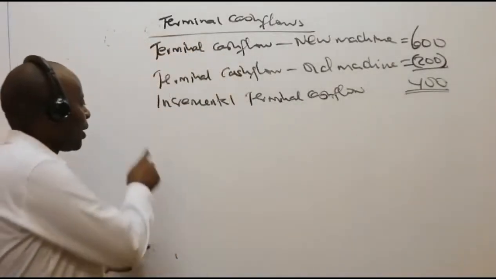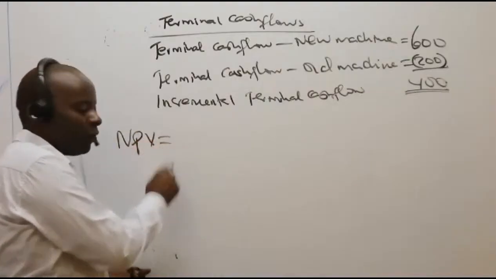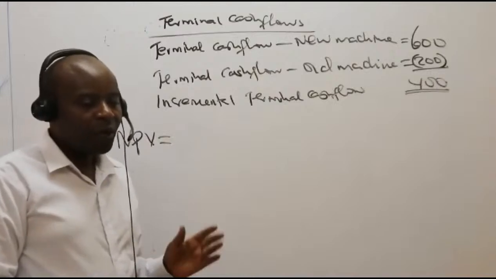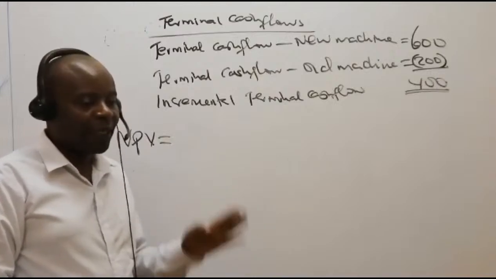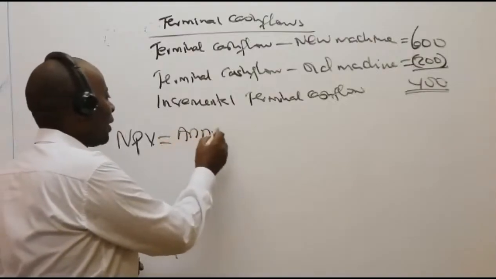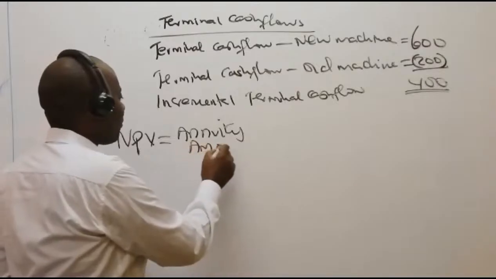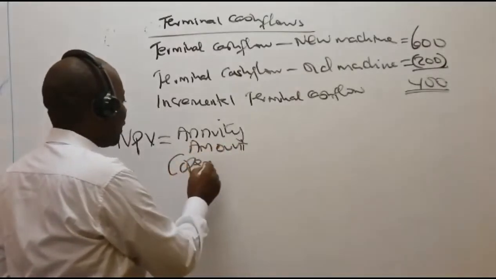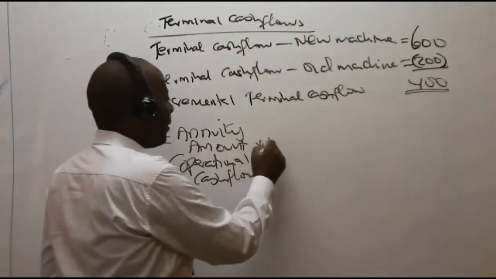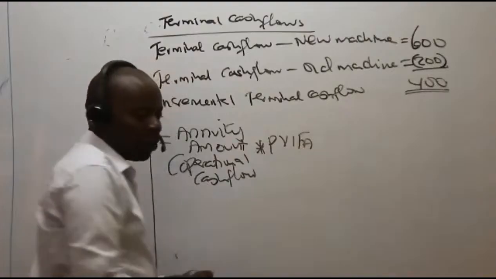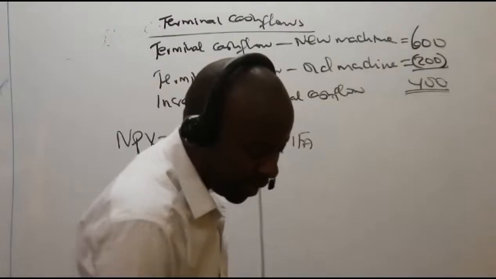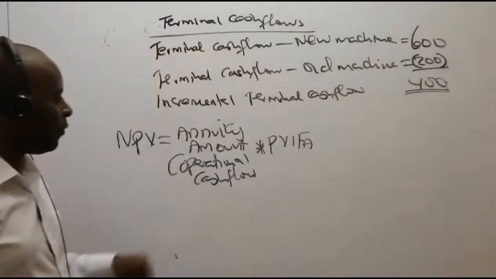So the last question, they want us to give them net present value. What shall we do to get the net present value? Very easy. I'll take the annuity amount, which is the operational cash flows, multiplied by PVFA, because this will need discounting. So you multiply this with the PVFA.